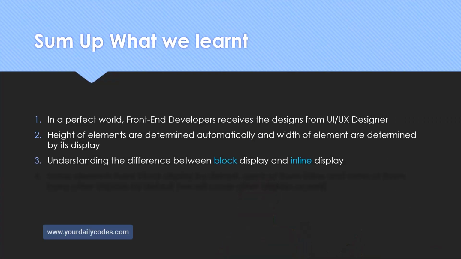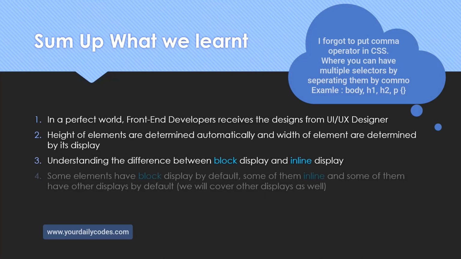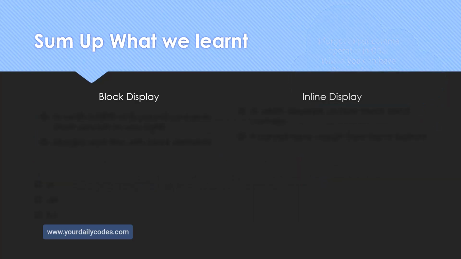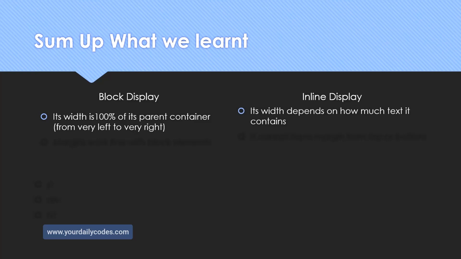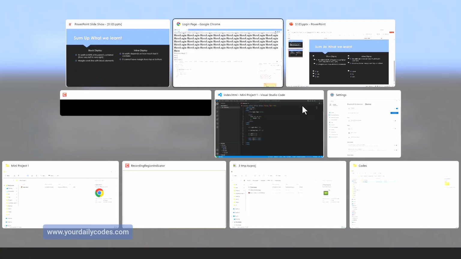In this session, another thing I wanted you to understand is the difference between block and inline display, and you need to know that some elements have block display by default and some of them have inline display. Let's know the difference between block and inline. We said that block has 100% width, but inline contains only as much as its text. Another difference is that margins work fine with block elements, but margin top and bottom do not work for inline elements.